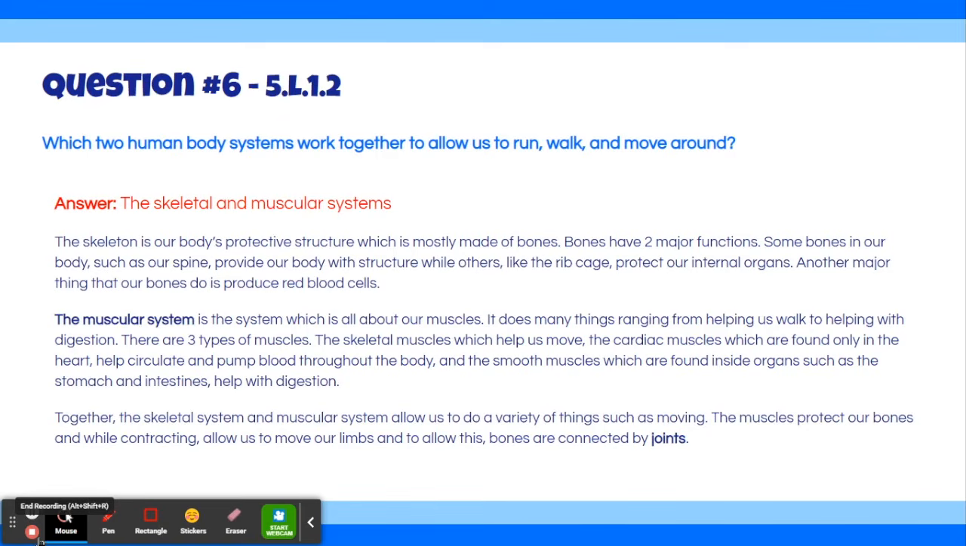Together, the skeletal system and muscular system allow us to do a variety of things, such as moving, running, walking, all of it. The muscles protect our bones and, while contracting, allow us to move our limbs, and to allow this, our bones are connected by joints.